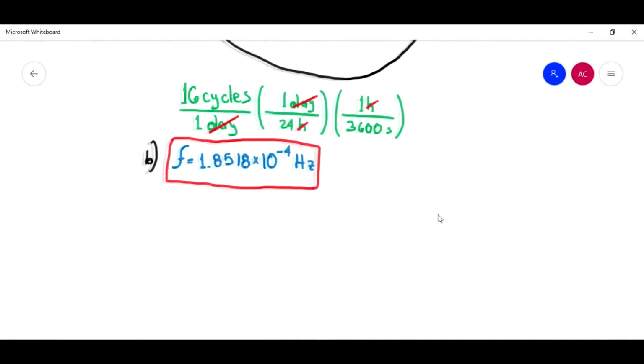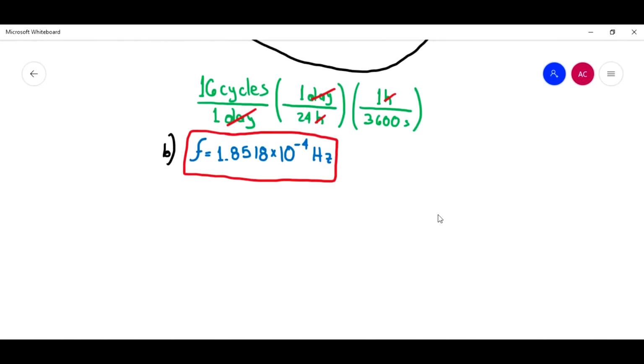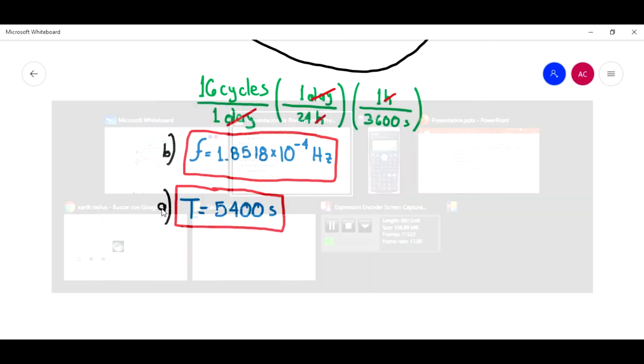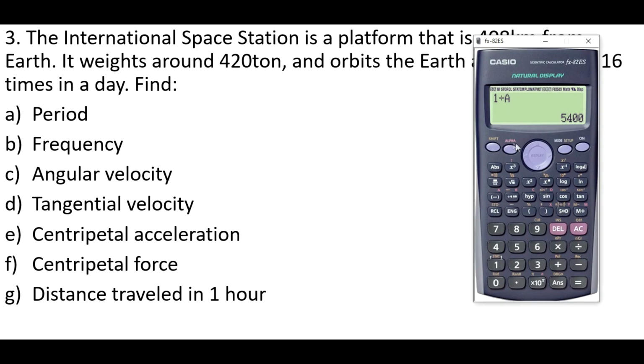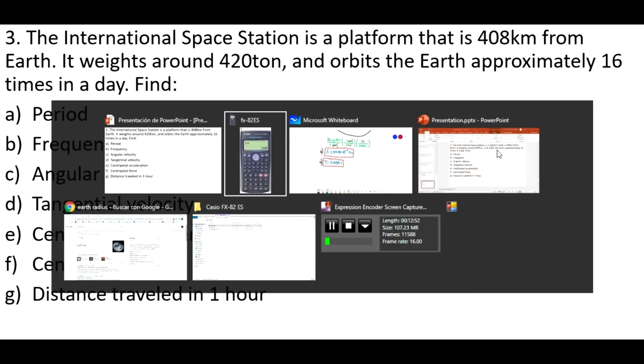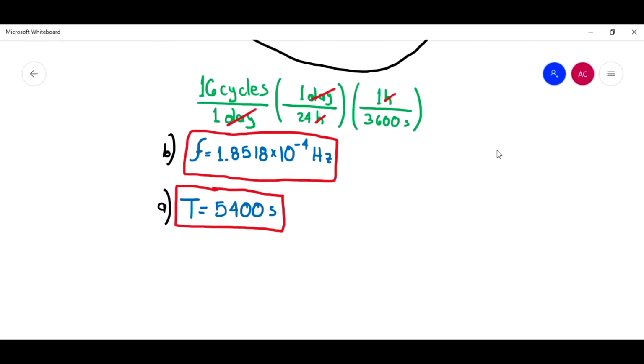If you see, I got 5,400 seconds. So period equals 5,400 seconds. That is the time that it takes the International Space Station to complete one cycle around the Earth, and this will be letter A. I'm not going to save that value because it's a round value.